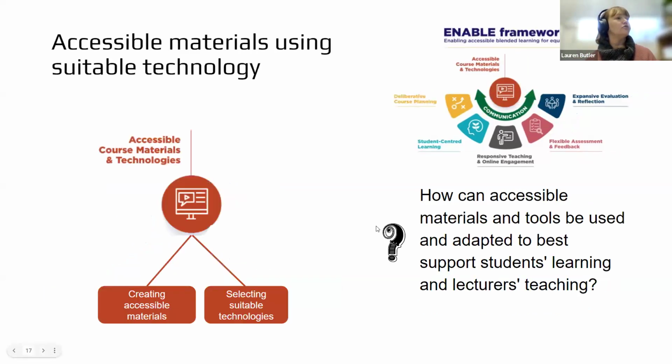Okay, then moving on to our next element, which is accessible materials using suitable technology. Here the key question is, how can accessible materials and tools be used and adapted to best support students' learning and lecturers' teaching? And we have 2 main topics in this element, namely creating accessible materials and selecting suitable technologies. I want to briefly mention that communication is an element that is still under development, so we've not included it in our tables for today.